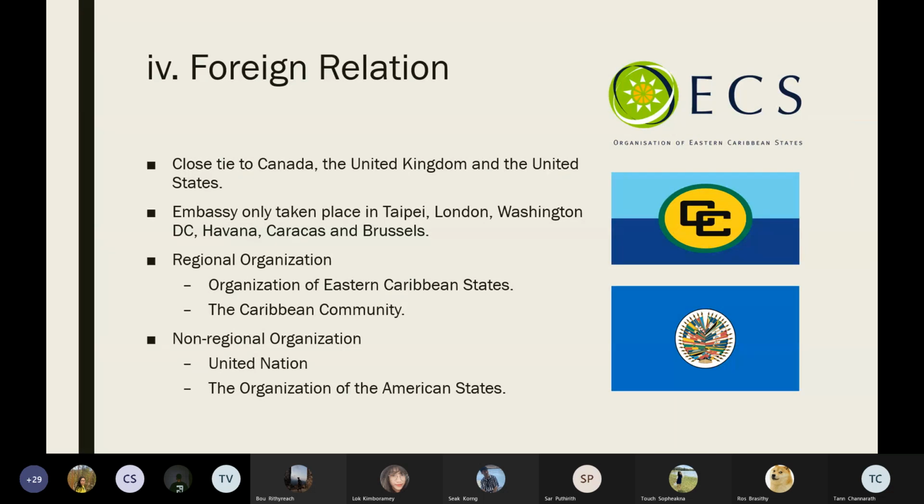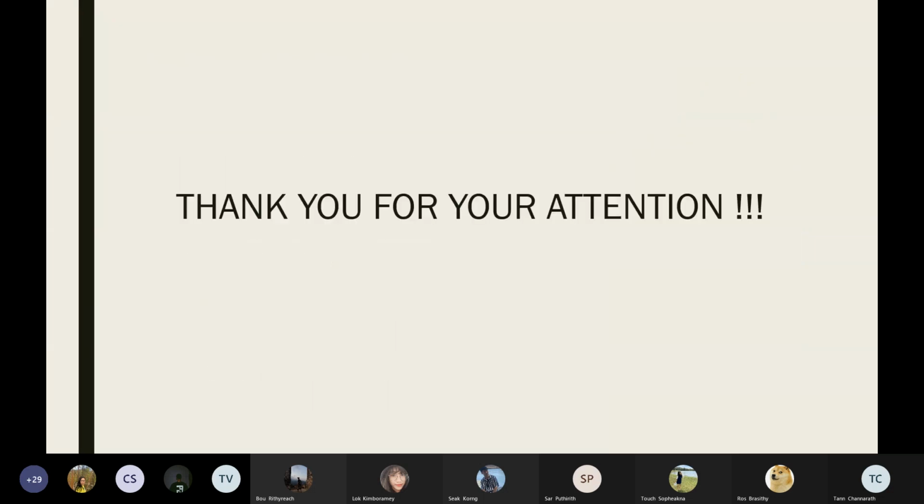And about the foreign relations, they are closely tied to Canada, the United Kingdom, and the United States. The embassies are only located in Taipei, London, Washington DC, Havana, Caracas, and Brussels. And the regional organizations, they are part of the Organization of Eastern Caribbean States and the Caribbean Community. And non-regional organizations, they are a member of the United Nations and the Organization of American States. And that's all.